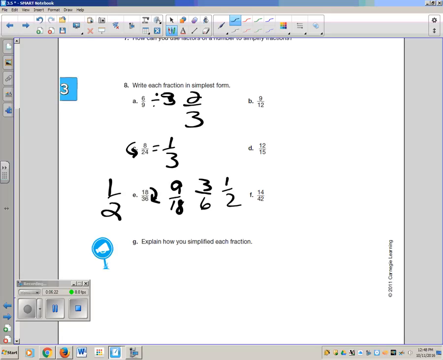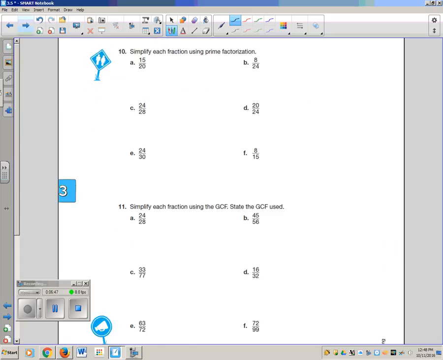Look over here at F, 14/42. I know I can divide them by 2. Can you count by 14s in your head? You will get to 42. You can divide both of these by 14, and you're going to end up at 1/3. If you don't recognize that, divide by 2. It'll work.